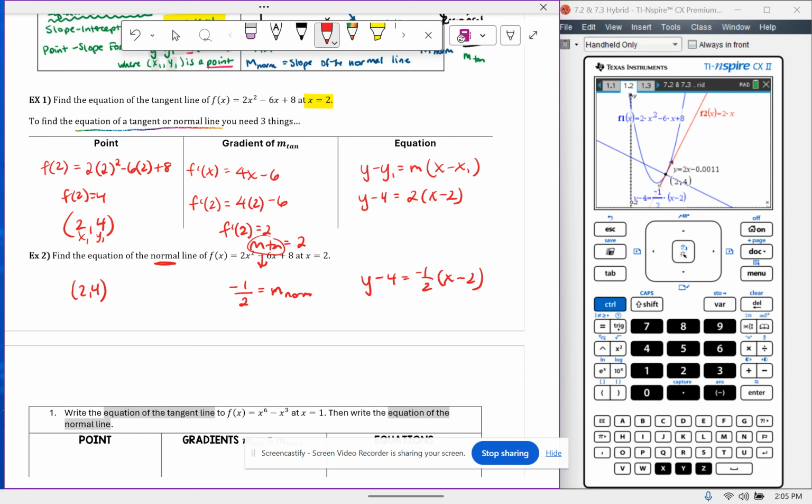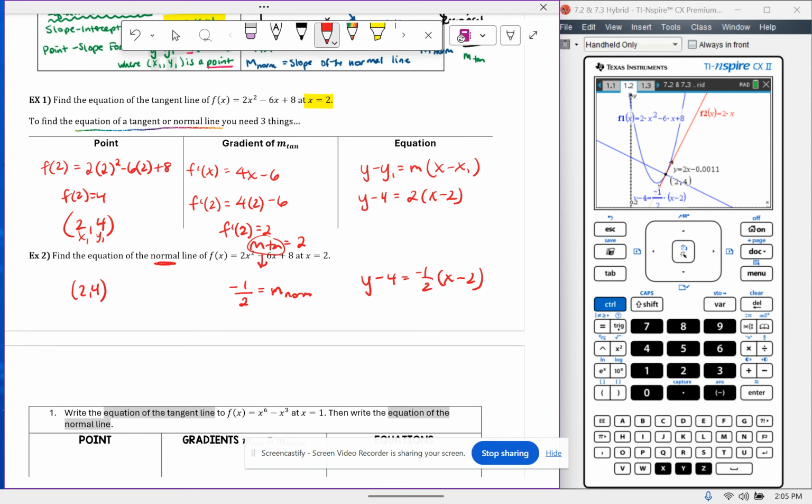The negative reciprocal is like negative 1/2. It's like if you took 2 and you put it over 1 and then you flipped it and negated it. So you plug that in instead. That's the slope of the normal line. Yep, it's going to go where m goes in this point-slope formula of a line.